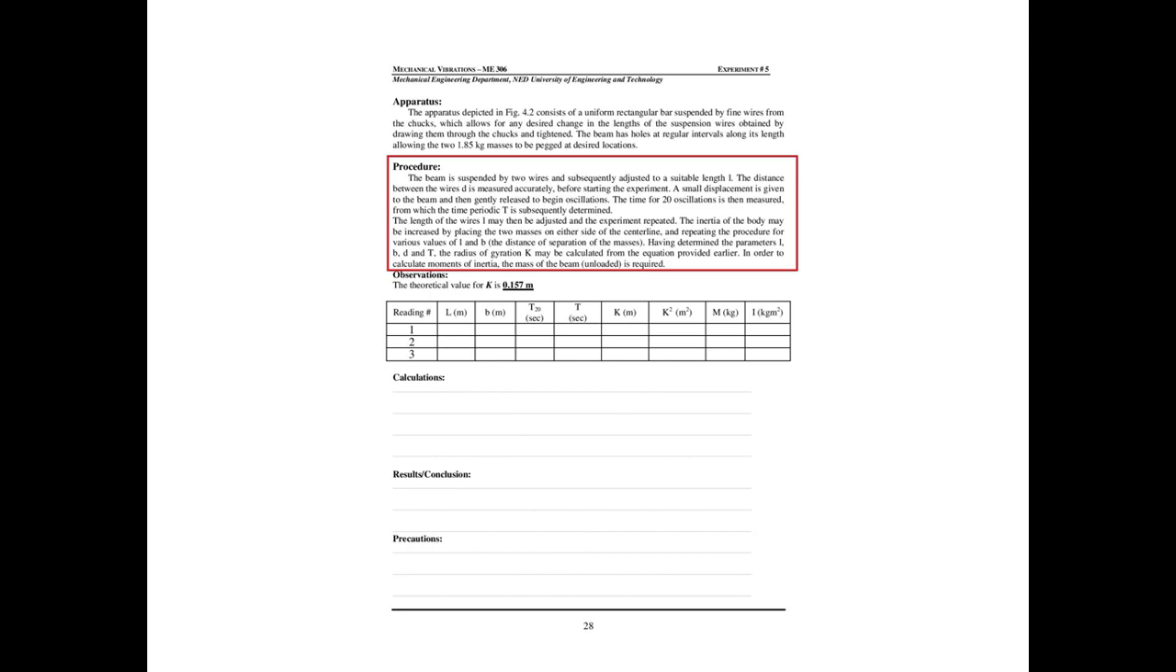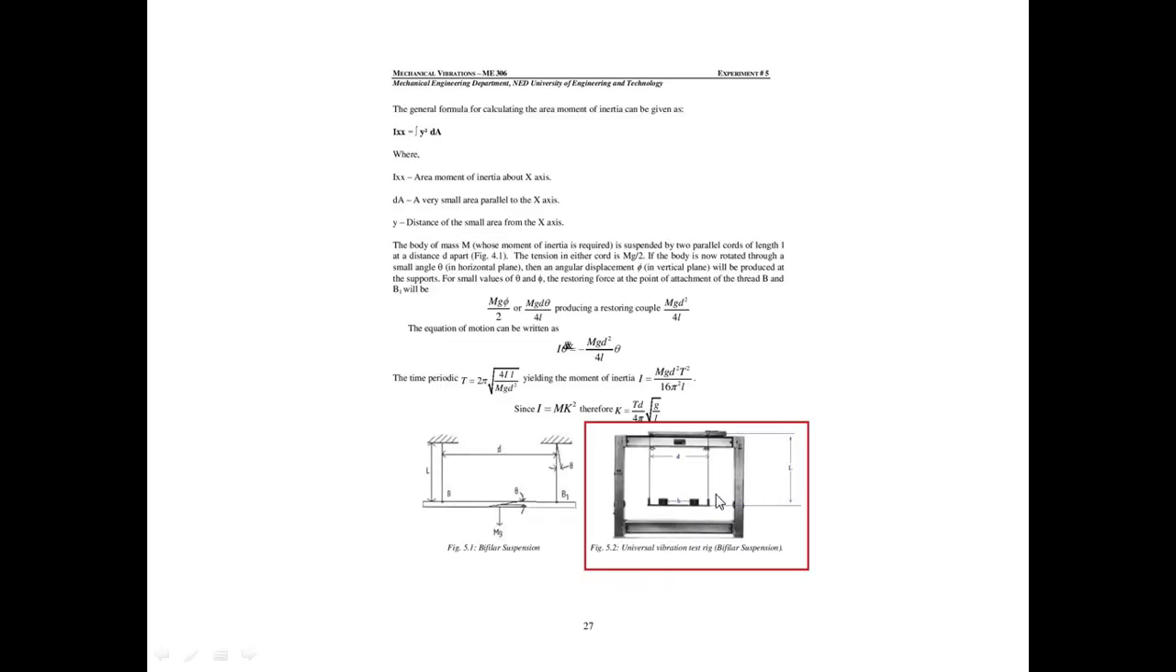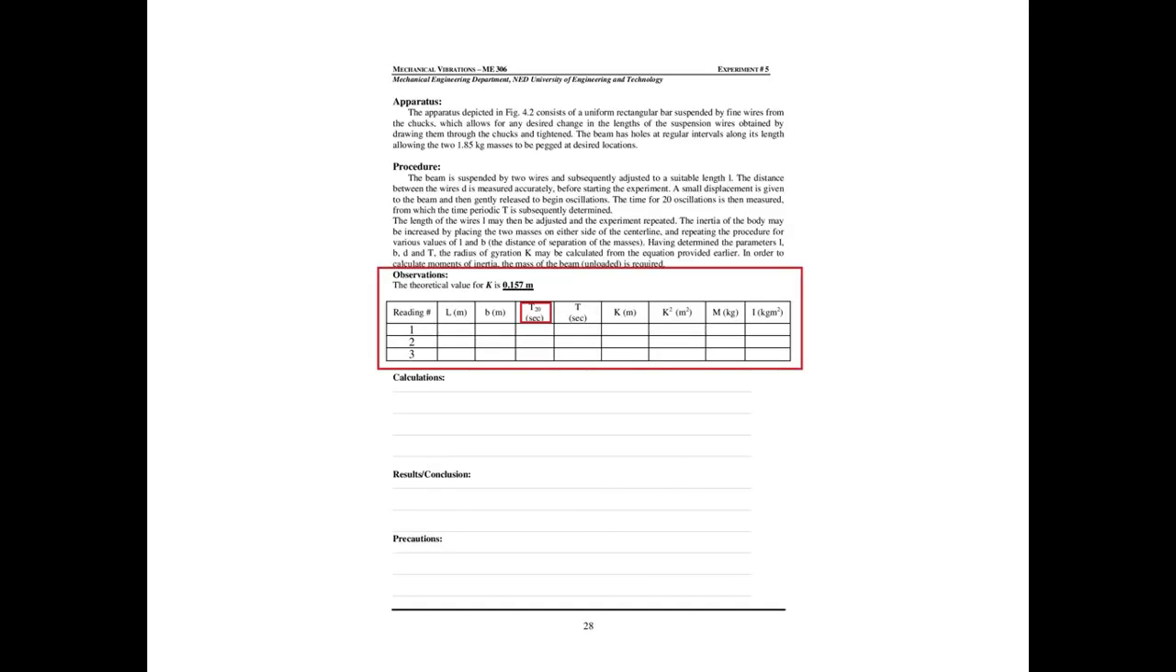So the mass of the unloaded beam is 1.39 kg. Another parameter required in order to find the radius of gyration is the length of the string. We can measure the length of the string with the help of an inch tape. We can measure the distance between the two strings as well. And at the first stage we do not have a loaded beam, so b is equal to 0 for the first case. The other parameter required is the time period of the oscillation.